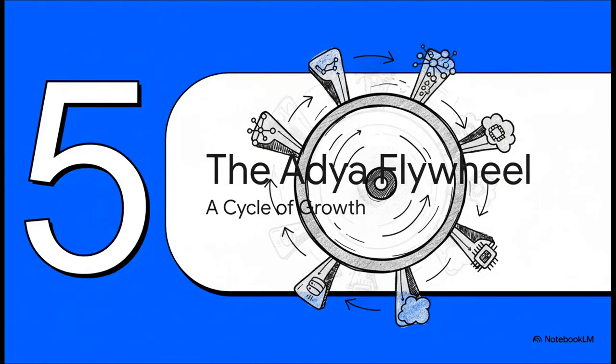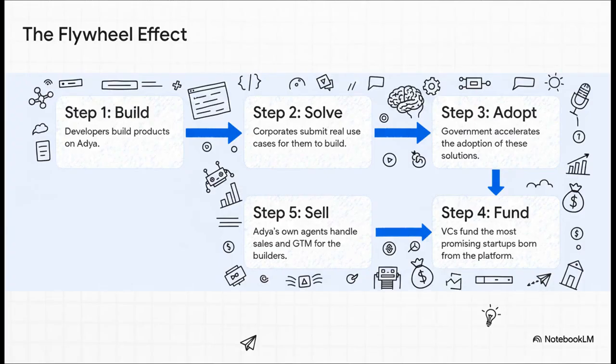And here's the really clever part. These 5 pillars aren't just sitting there side by side. The whole idea is to create this powerful, self-reinforcing cycle of growth, what they're calling the Adya flywheel. Let's just walk through how this thing is supposed to build momentum.